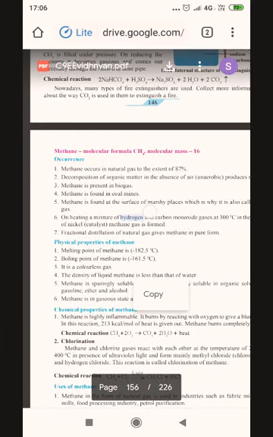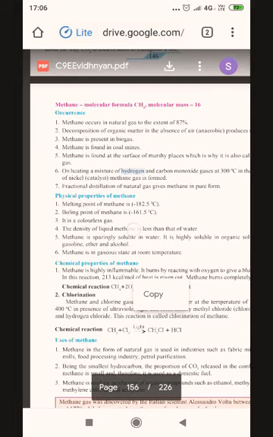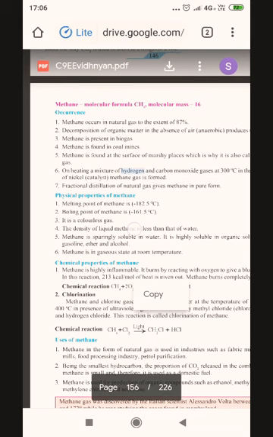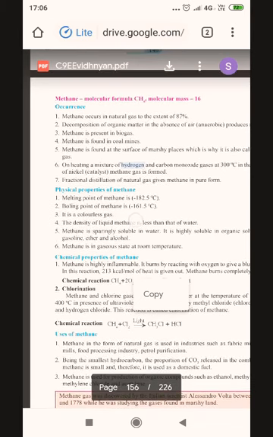Now, we'll discuss some properties of the hydrocarbon compounds. Among them, the first one is methane. Molecular formula CH4, molecular mass 16, of 12 for carbon and 4 for the 4 hydrogen atoms. So 12 plus 4 is 16.